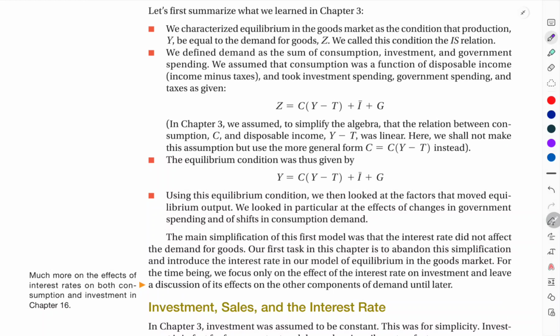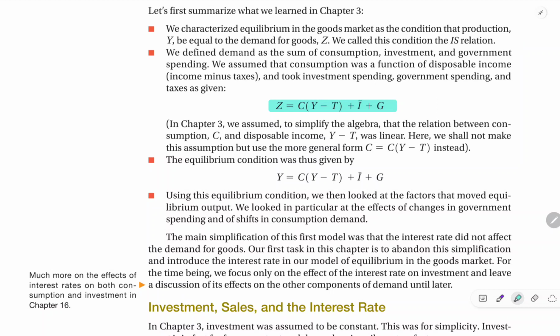This is the equation: Z equals C(Y minus T) plus I bar plus G. In chapter 3, we assumed, to simplify the algebra, that the relation between consumption C and disposable income Y minus T was linear. Here, we shall not make this assumption but use the more general form C equals C(Y minus T) instead. The equilibrium condition was thus given by Y equals C(Y minus T) plus I plus G. Using this equilibrium condition, we then looked at the factors that moved equilibrium output.